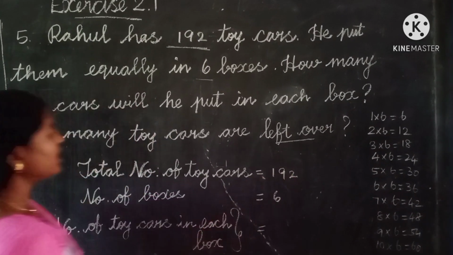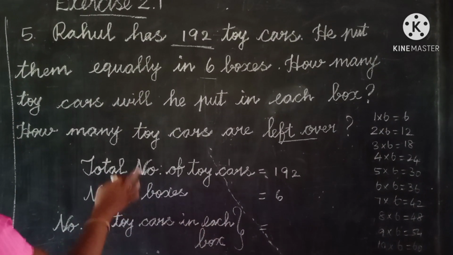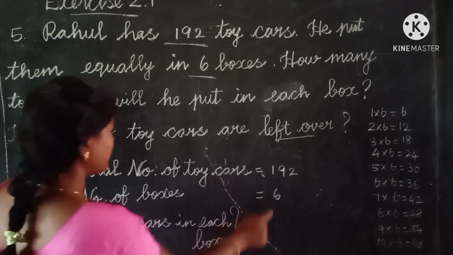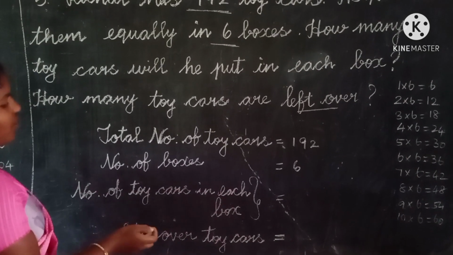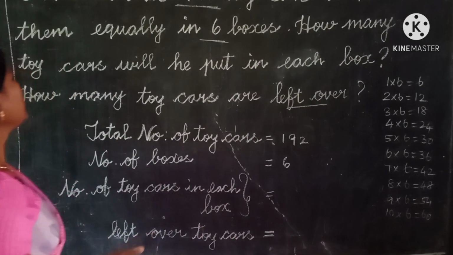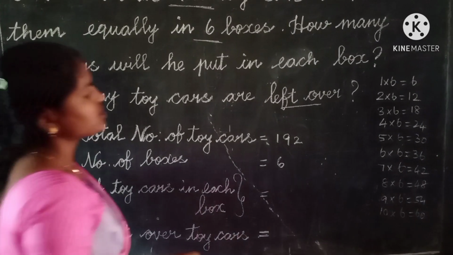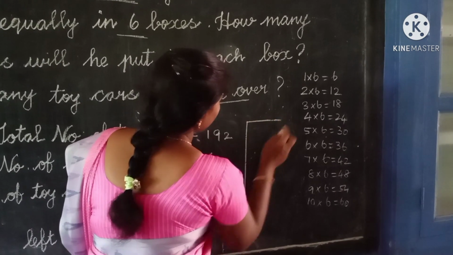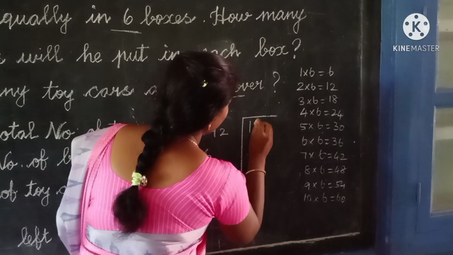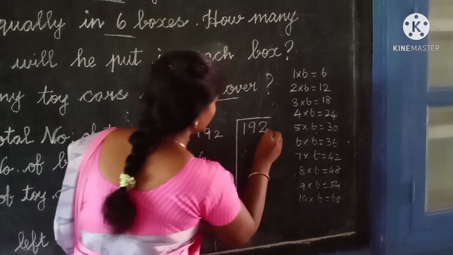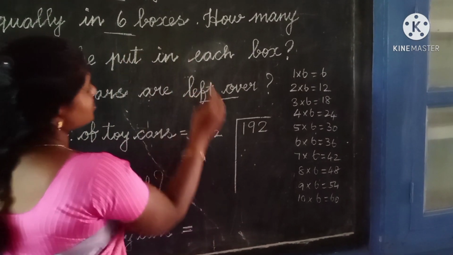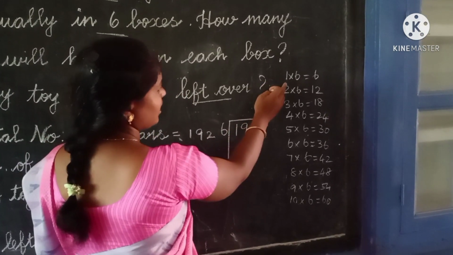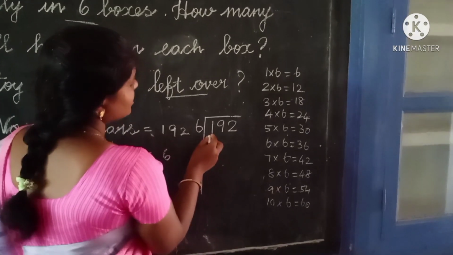So here write 192. Number of boxes. He put them equally in how many boxes? 6 boxes. Here write 6. Now we are going to find the number of toy cars in each box. So here write first, the total number of toy cars is divided. So here write 192. Next, number of boxes 6. So divisor 6. We write the divisor table, 6th table.